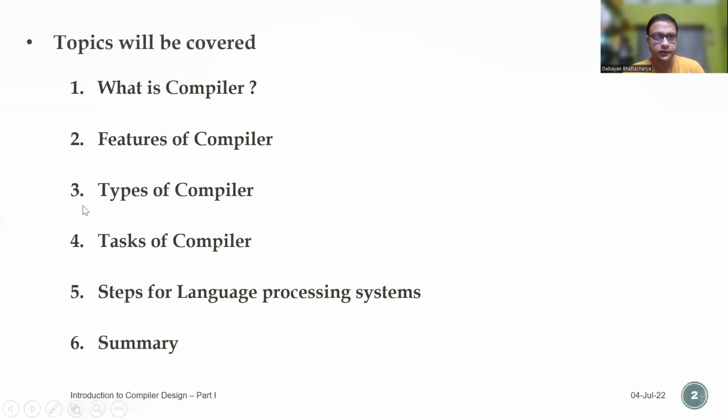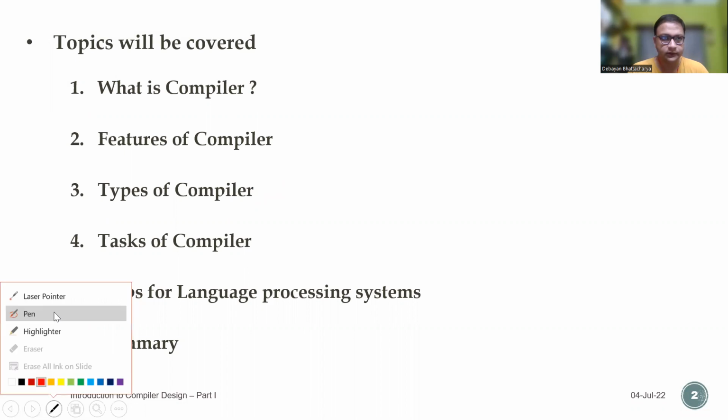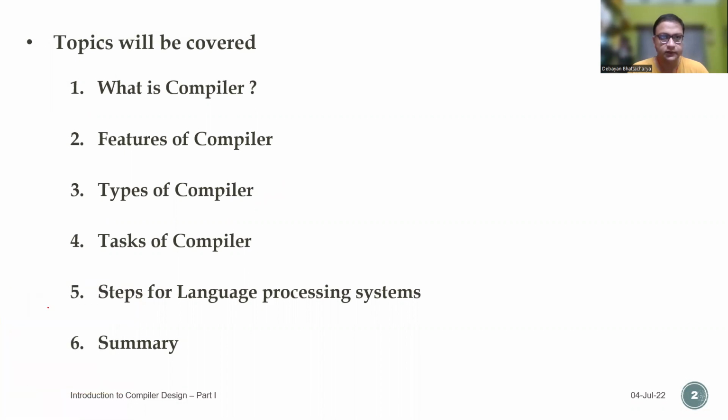So these are the set of topics which we are going to cover in today's session. At first, we are going to see what is a compiler. Next, we are going to discuss what are the features of a compiler. Then next, types of compiler. Then next, tasks of compiler. Then next, steps of the language processing system. And at last, we are going to discuss the summary of today's lecture.